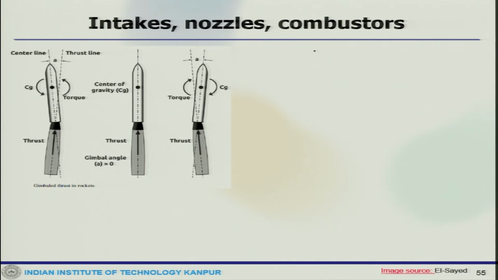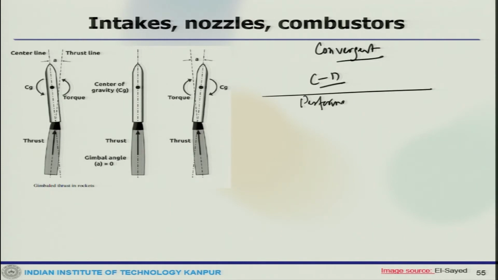Let us say we start with the convergent type, that is one category, or we could have a convergent divergent type nozzle. So, these are two different kinds of nozzle. When you look at the performance parameters of the nozzle, one is the pressure ratio, then efficiency, and third, area ratio.